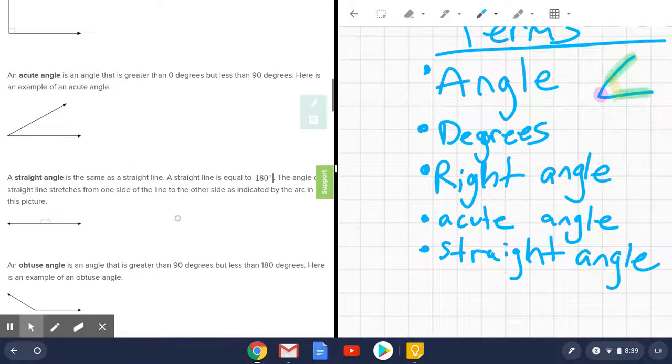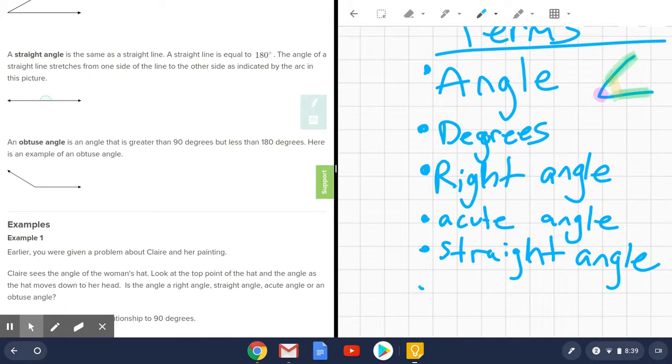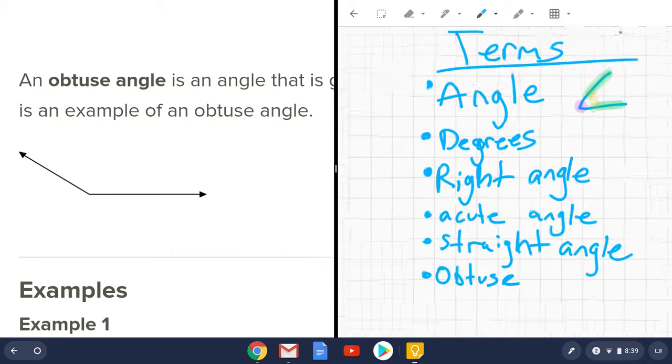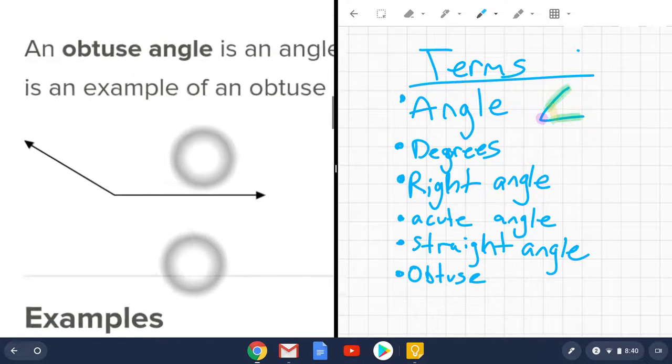And our final angle, my friends, is an obtuse angle. An obtuse angle is an angle that is greater than 90 degrees, but less than 180 degrees. Here's an example of an obtuse angle. So you can see right here.